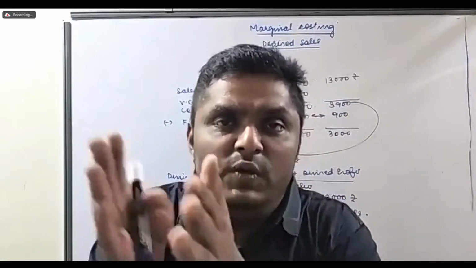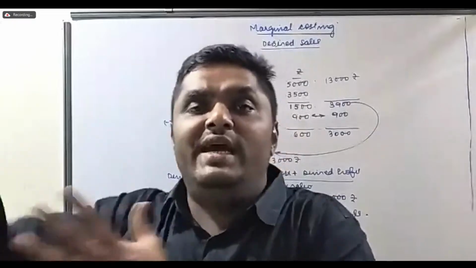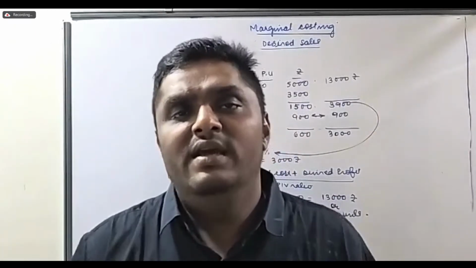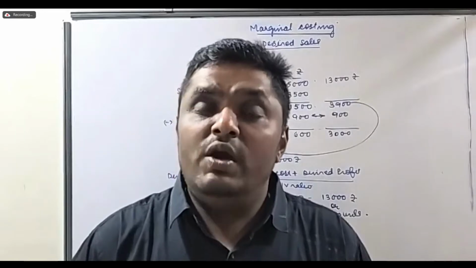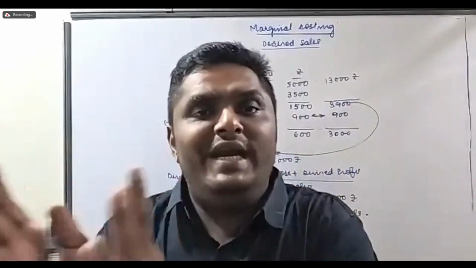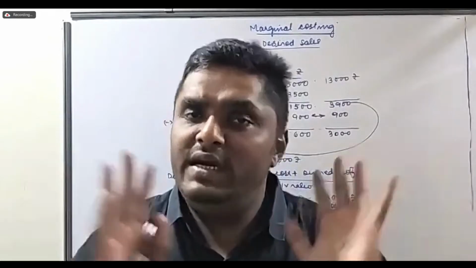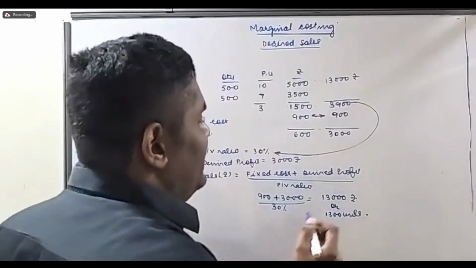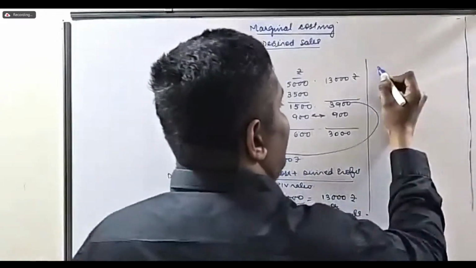So that at least 3 rupees, 3 rupees, 3 rupees, in aggregate I earn 3,900. Very simple. 3,900 divided by 3, that is 1,300 pens. So again, how come? 3,900 is my fixed cost 900 plus my desired profit 3,000, divided by my contribution per unit. So if you want to calculate desired sales in units also, you can directly calculate.